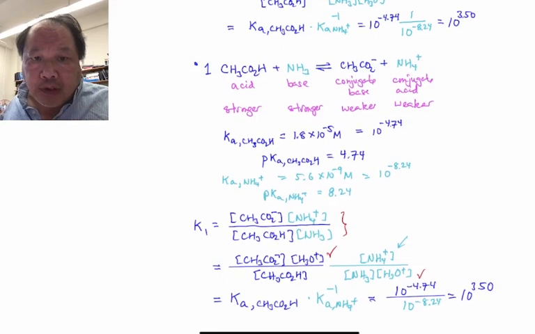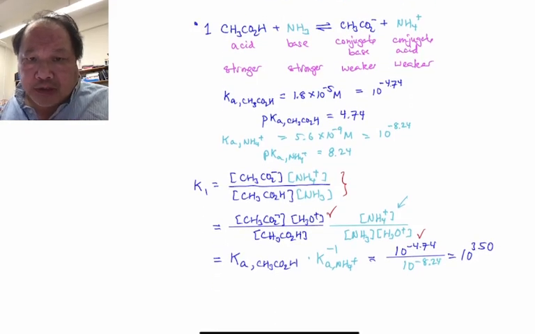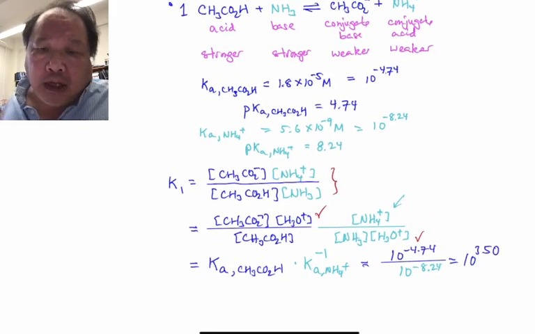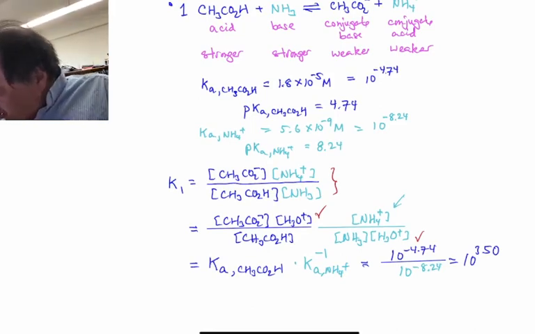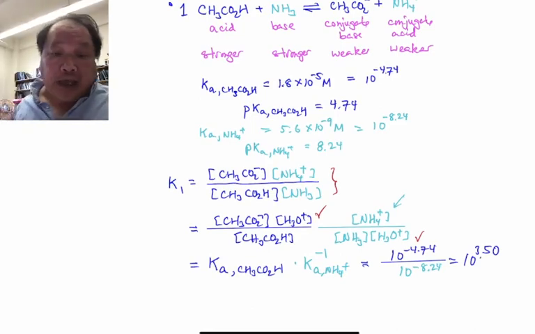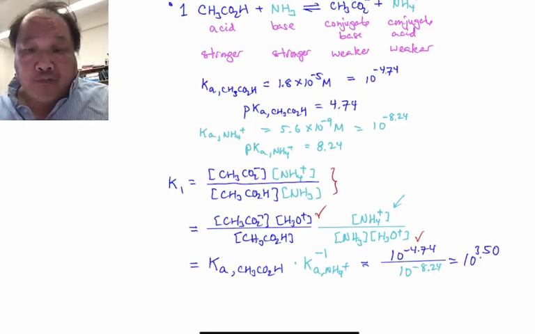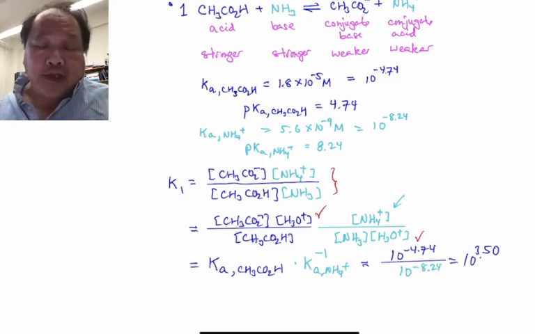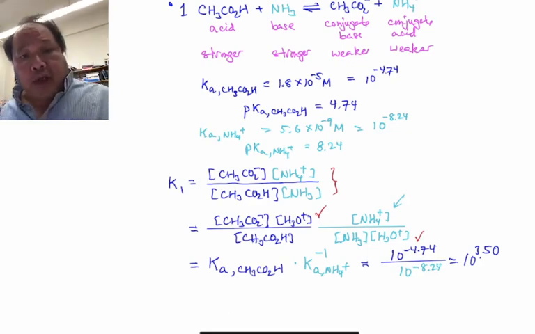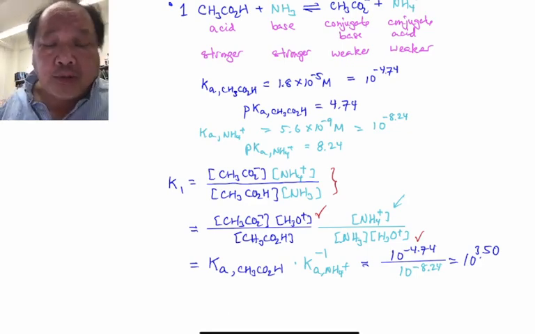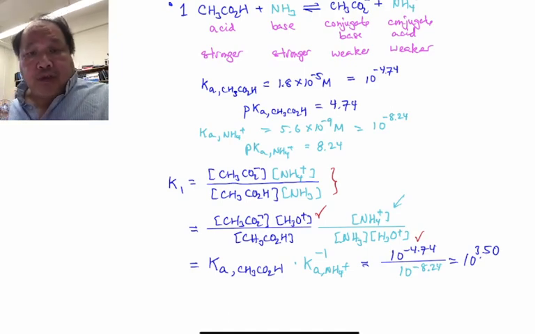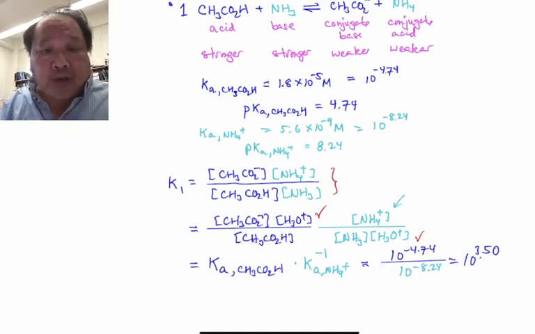So this reaction does indeed occur. It occurs to a K of 3.5 orders of magnitude, so between 1,000 and 10,000. So it really occurs a lot, just as we predicted, because it is a stronger acid reacting with a stronger base to make a weaker acid and weaker base. And we'll practice this in tomorrow's lab.